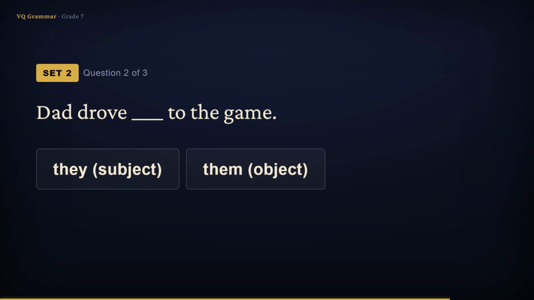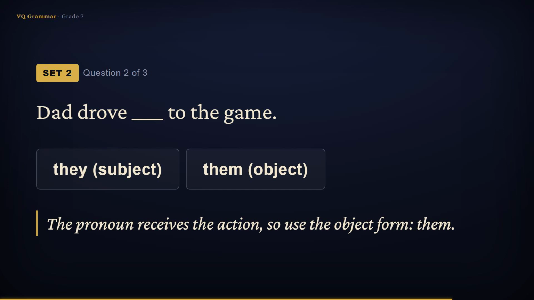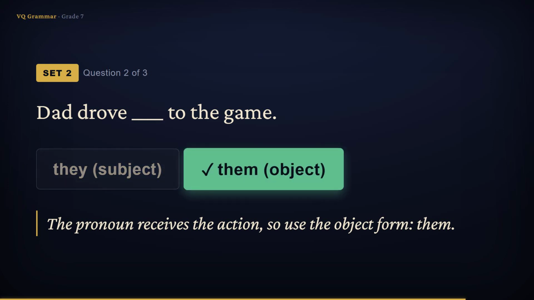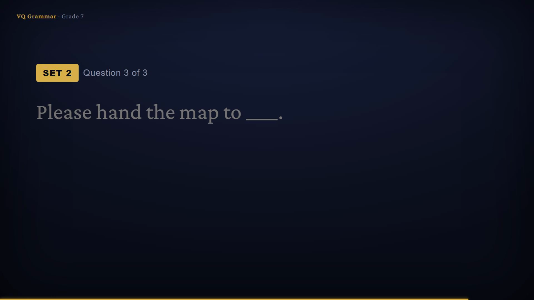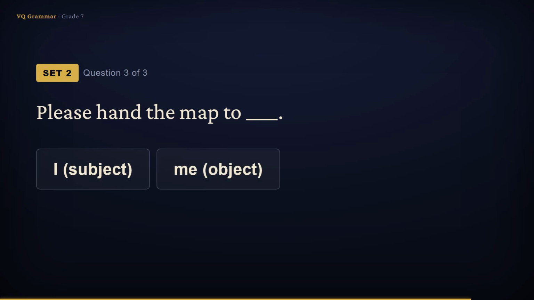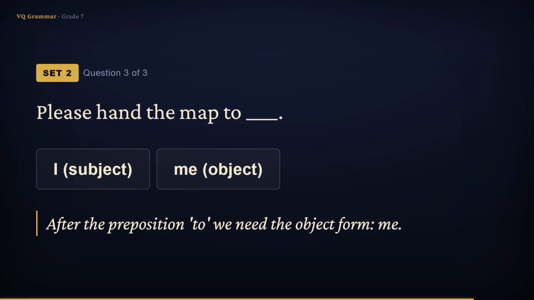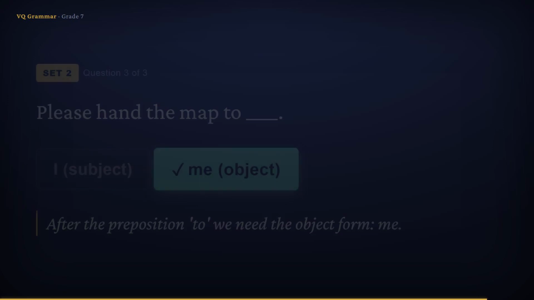Dad drove blank to the game. Who drives? Dad. The blank receives the action and follows the verb drove, so we need an object form. Between they and them, the object form is them, so the answer is them. Please hand the map to blank. The blank comes right after the preposition to, which means it's an object, so we need the object form. Between I and me, the object form is me, so the answer is me.